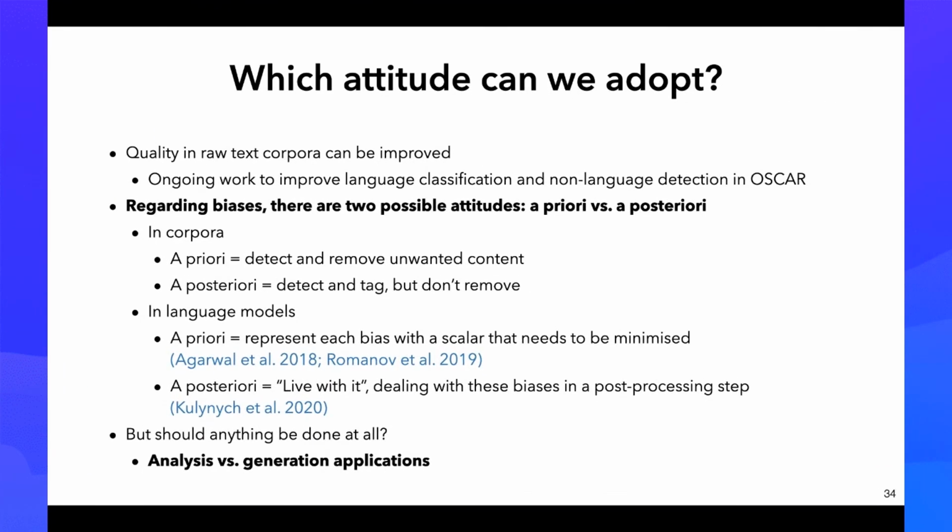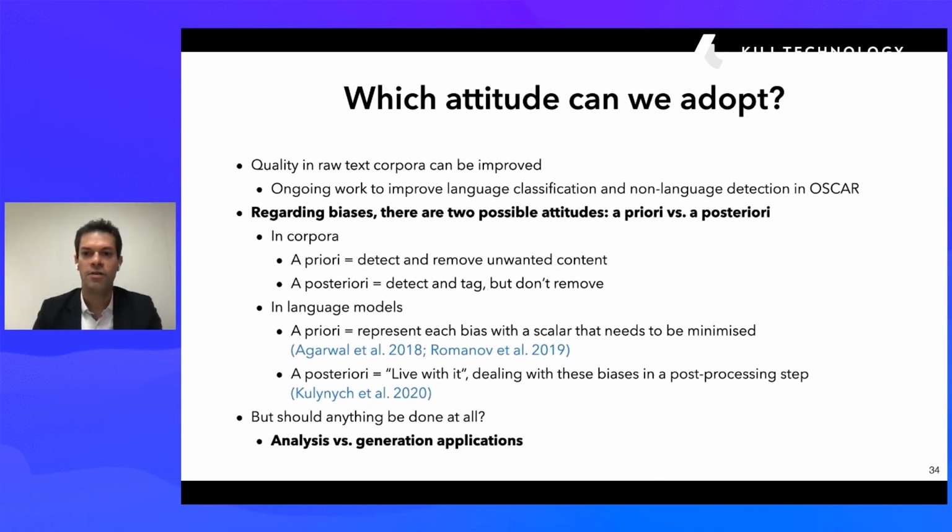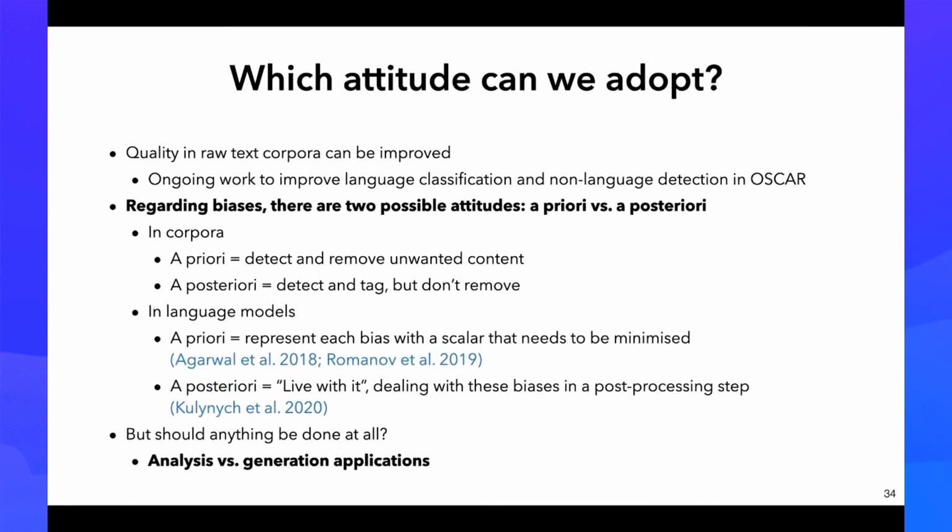Now, which attitude can we adopt given these observations? Firstly, obviously, quality in the raw text corpora can be improved. And indeed, we are working right now to improve language classification and non-language detection in OSCAR. But regarding biases, there are actually two possible attitudes, an a priori attitude and an a posteriori attitude. As far as corpora are concerned, the a priori attitude consists in detecting and removing unwanted content: racist content, violent content, and so on, offensive content. The a posteriori attitude consists in detecting and tagging such content, but not removing it.